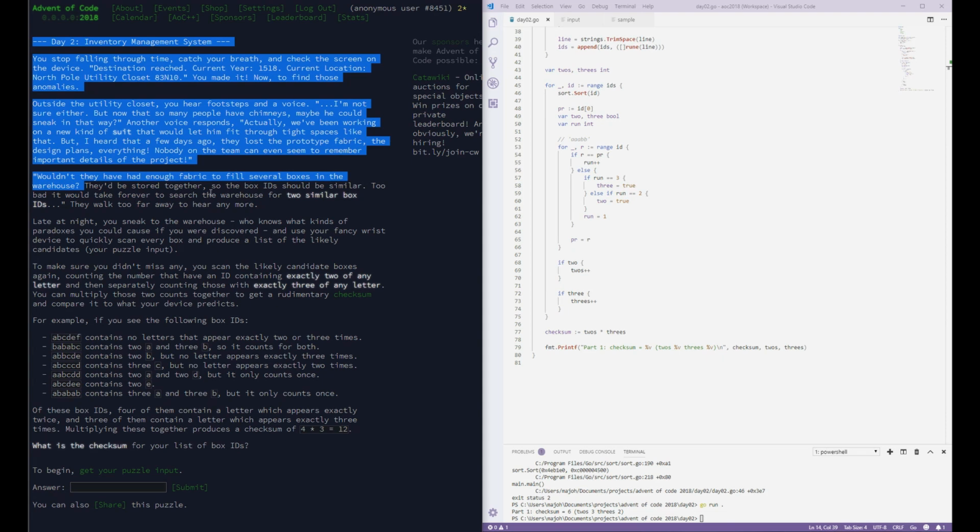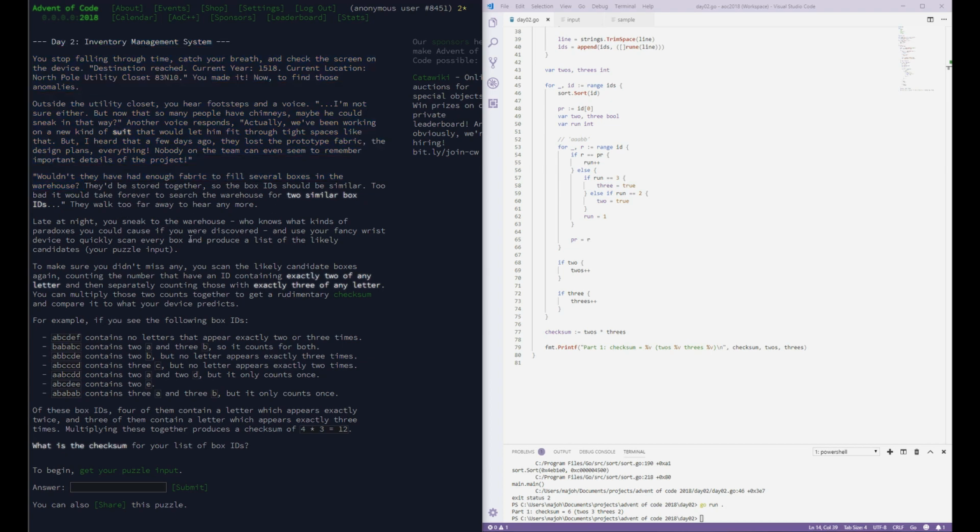They'd be stored together, so the box IDs should be similar. Too bad it would take forever to search the warehouse with 2 similar box IDs. They walk too far away to hear anymore. Late at night, you sneak to the warehouse. Who knows what kind of paradoxes you could cause if you were discovered, and use your fancy wrist device to quickly scan every box and produce a list of the likely candidates.